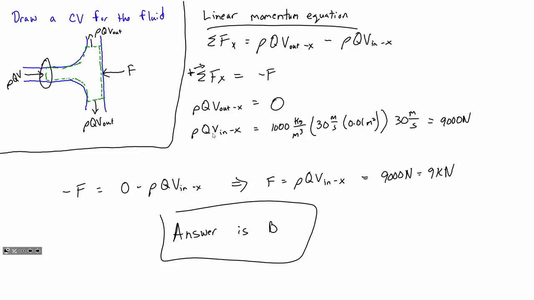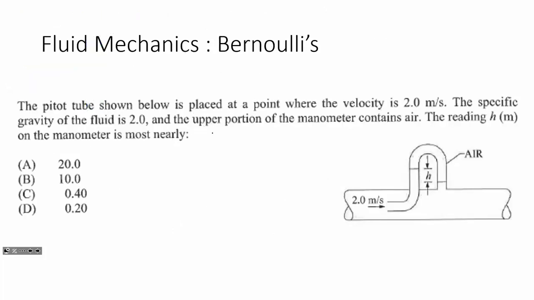So our last problem here from the fluid mechanics section is going to be an application of Bernoulli's equation. We see there we have a pitot tube that's placed at a point where the velocity is 2 meters per second. So if the velocity in this pipe is 2 meters per second, is it going to change at all as it moves through the pipe? Obviously here at the pitot tube, we're going to have a stagnation point, right? But other than that, are we going to have any change in our velocity within this pipe?